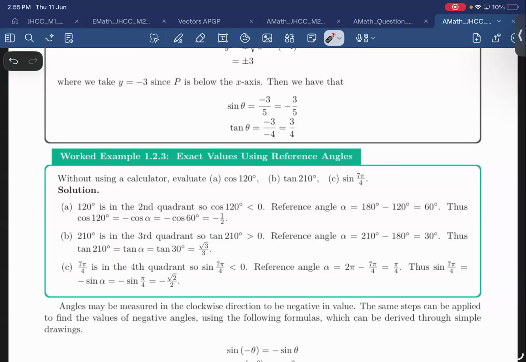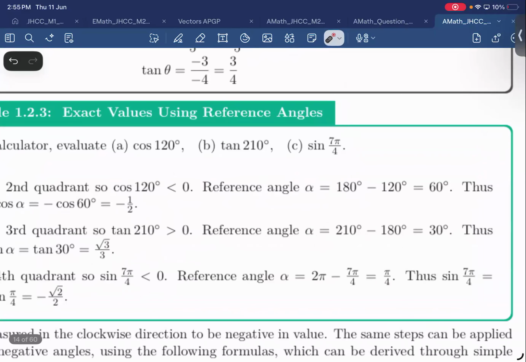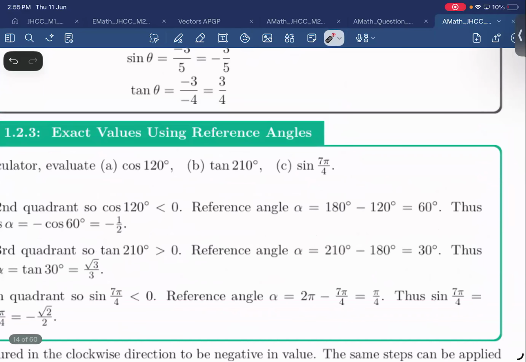Then finally, for part C, 7 pi divided by 4. Even for me, I cannot easily tell what quadrant 7 pi over 4 is. To be able to tell what quadrant it is, just use your calculator. We know that pi is 180 degrees, so you just calculate 7 times 180 divided by 4.